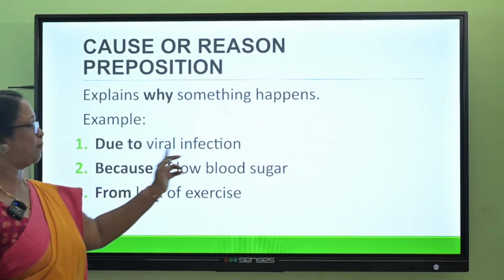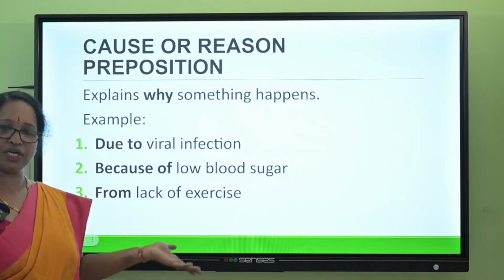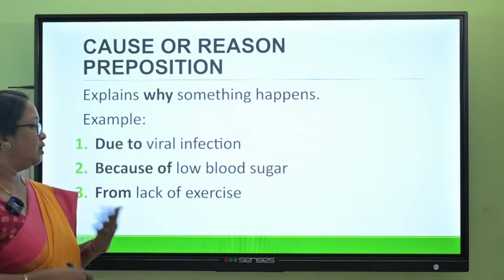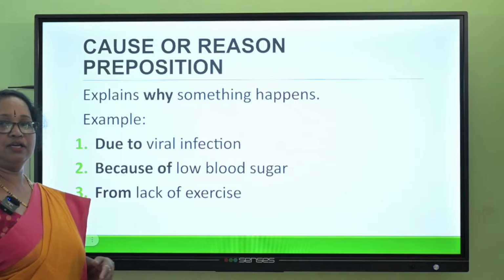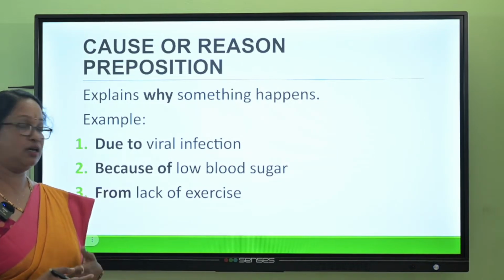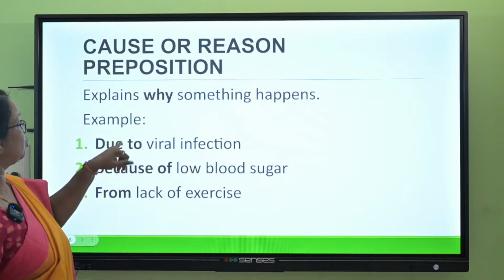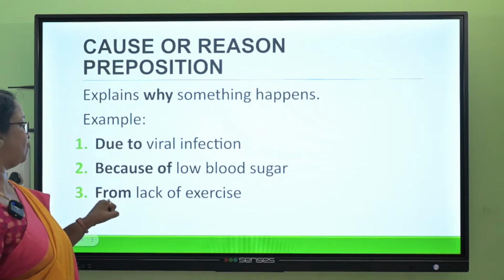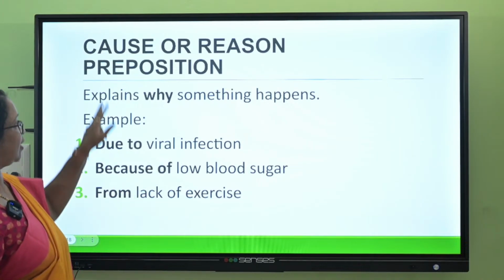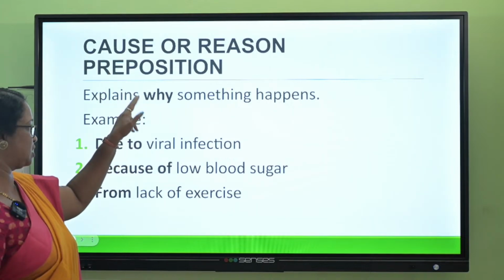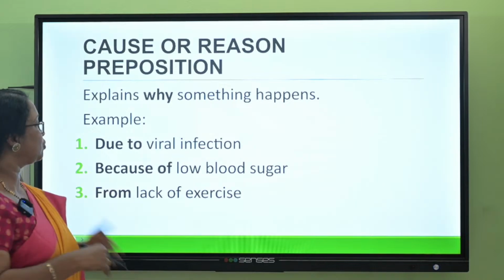It is a dependent clause. You see, because of lower blood sugar, he was shifted to hospital. From lack of exercise, he lost his mobility. Like that we can write. And you see, due to, because of, from lack of. So these are the cause or reason prepositions that we use when explaining why something happens.